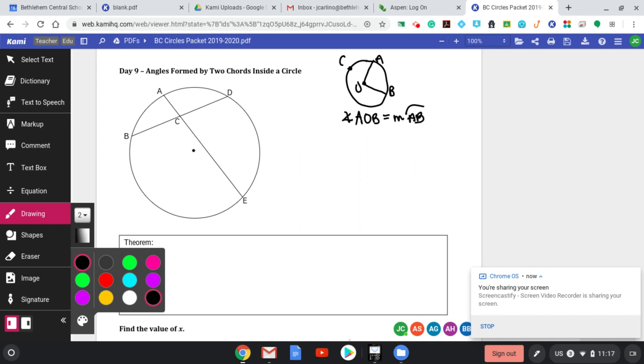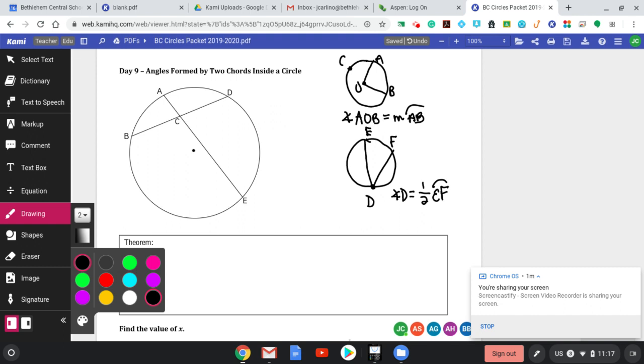All right. Day 7, we said, well, what happens if the vertex is not the center of the circle, but is now on the circle? This is what we refer to as an inscribed angle. And an inscribed angle is not equal to its arc, but it's equal to half its arc measure. So those are the two angles you now know about inside a circle.